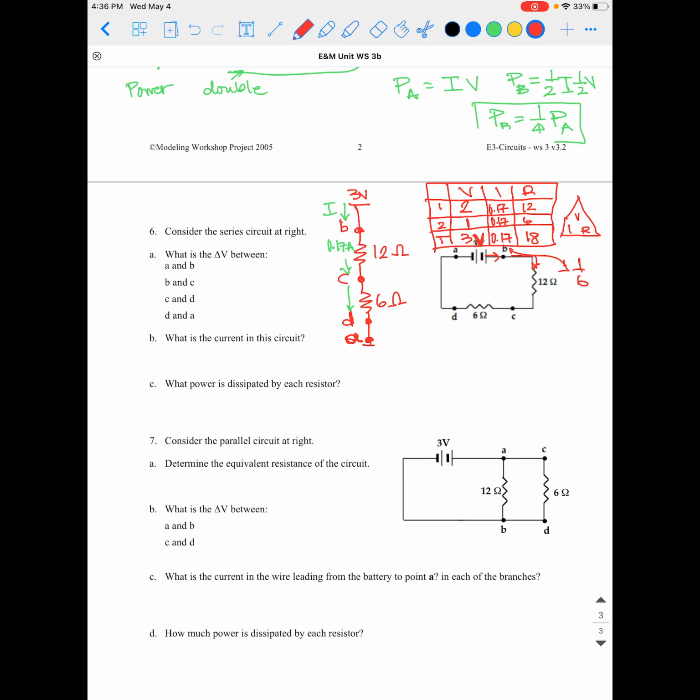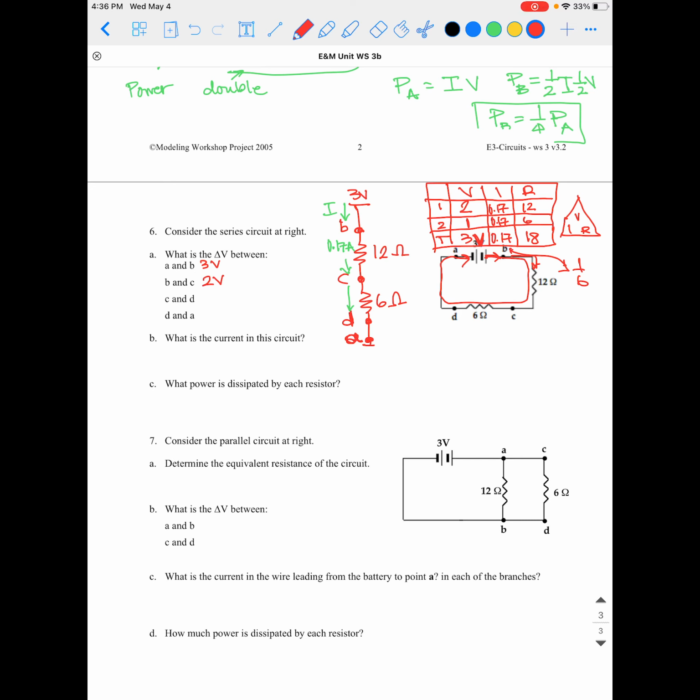And let's go back to A. It says, what's the voltage drop between A and B? Well, it's hard to tell from the vertical circuit, but if you go from A all the way around to B, the total voltage drop is going to be the full 3 volts. From B to C, it's the voltage drop for the first resistor, and this first resistor we already wrote here has a voltage drop of 2.